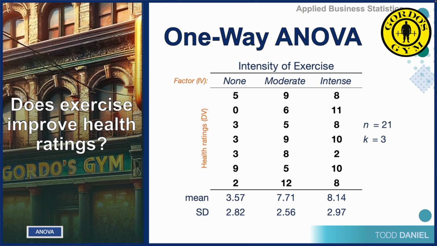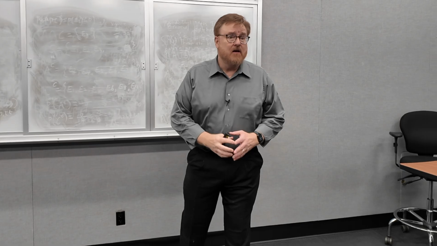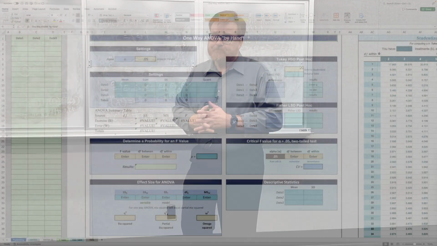So there is 1 group that exercises not at all, and here are their health ratings. For the moderate exercise group, we have other health ratings, and for the intense exercise group, still different ratings. Each of these numbers are different from other numbers. There's differences within the groups. There's differences between the groups. We're going to sort that all out with our one-way ANOVA. So here's how we're going to do that.